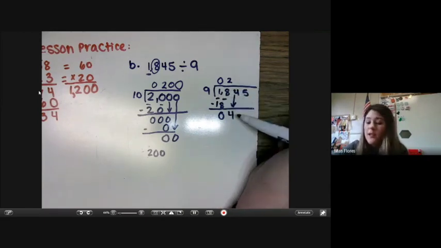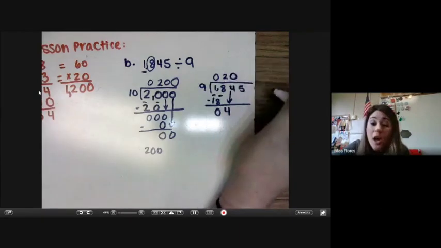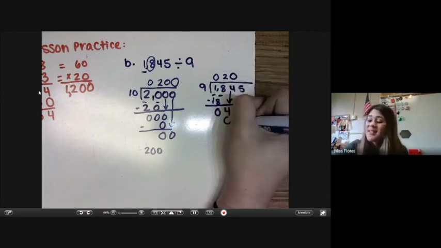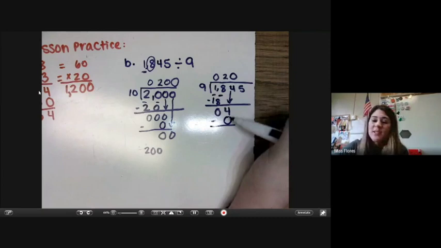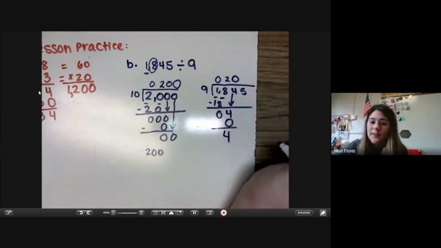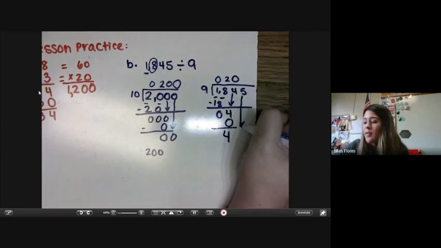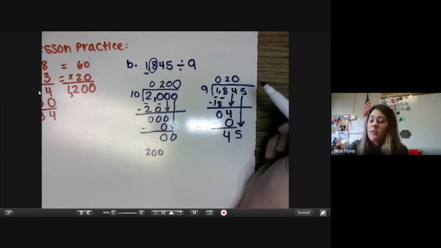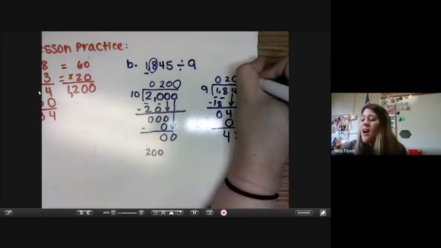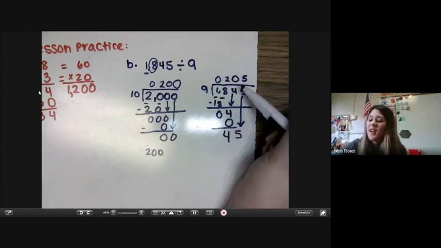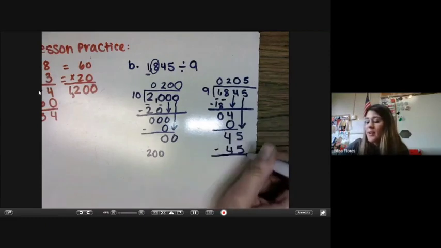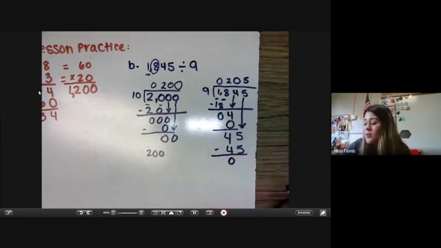Can 9 go into 4, class? No. Hopefully that was your answer. So 9 times 0 is 0. 4 minus 0 is 4. And then we bring down the 5. Now we see how many times 9 goes into 45. And 9 goes into 45 how many times, class? 5. 9 times 5 is 45. Then we subtract, 45 minus 45 is 0. So our answer on this side would be 205.